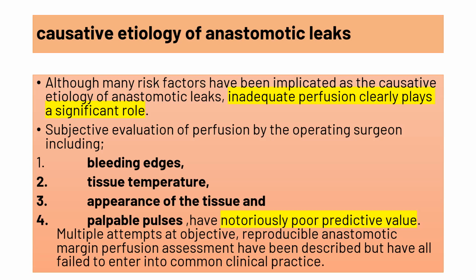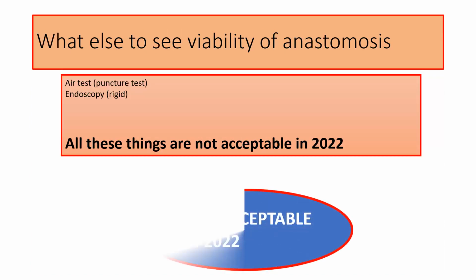What we are doing at present, everybody knows, is that we see the bleeding edges during anastomosis. If the bleeding is good, then we are very happy. Then the temperature of the tissue: if it is very cold, then we are worried. Then the appearance of the tissue: if it is dusky or blue, then we will resect more. We can even feel for palpable pulses. But these all have notoriously poor predictive value. Even after all these four parameters, there is a leak in the anastomosis. So all these things are not acceptable in 2022.